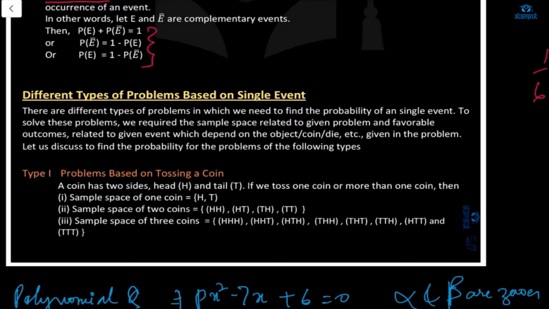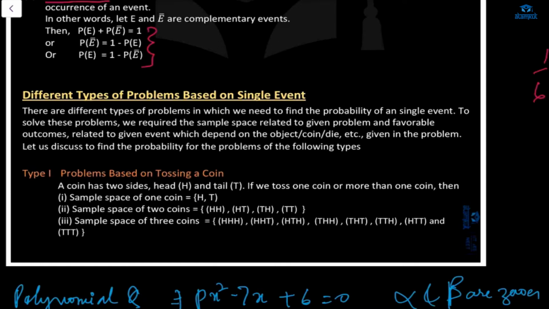Okay. Now, different types of problems based on a single event. In the last class, I think we have already seen the problem based on tossing a coin. So I'll just quickly revise it, because you will get all these problems in your class 11th also and class 10th also. Probability is a very main chapter, and how simple it is now, it will become a little tricky when you go to 12th.